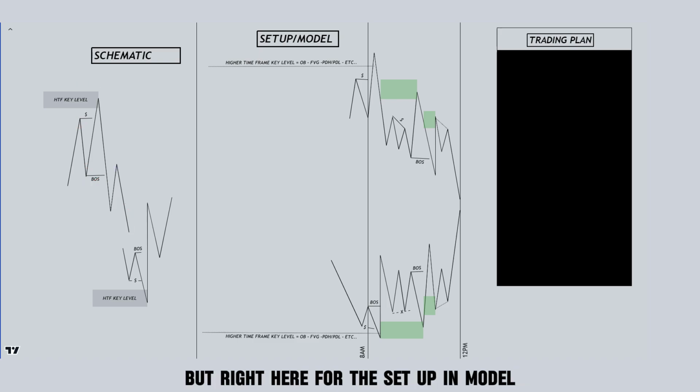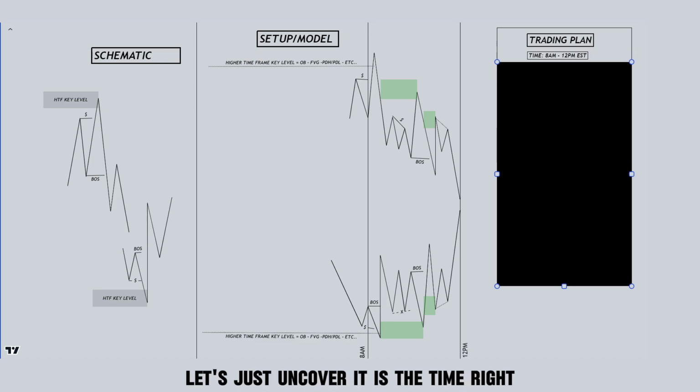But right here for the setup and model, this is where we're going to be aligning it with time and price. As you guys can see, the times that we execute this model, the first thing we have to look for on our trading plan is the time. Time first, right? This model will only work during a certain time.